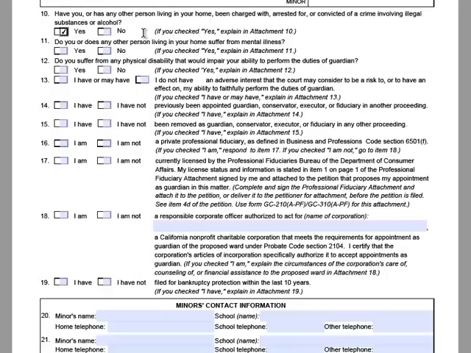A lot of people are surprised to find that they have to check yes to this because they had a DUI or a simple possession case years ago. 11. Do you or does any other person living in your home suffer from mental illness?